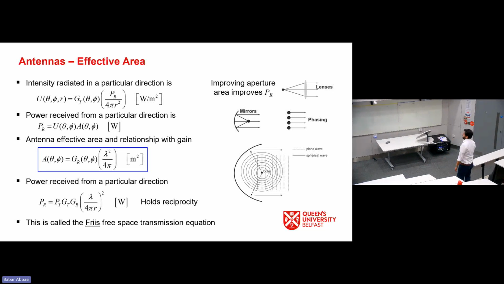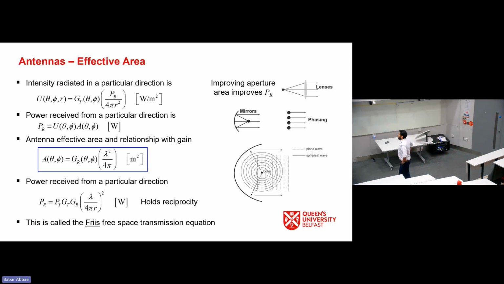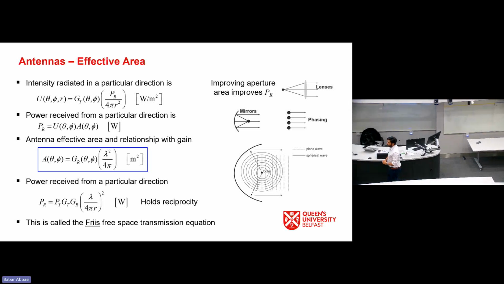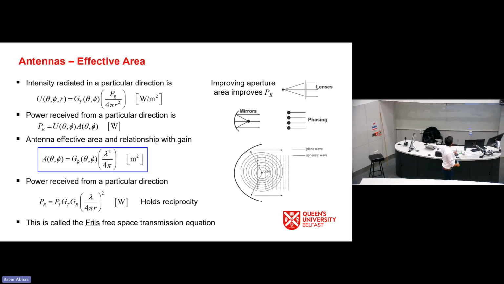So the Friis free space transmission equation explains something that is very engineering in nature. What I mean by that is it explains what's outside our control and what's in our control. So this equation is here.